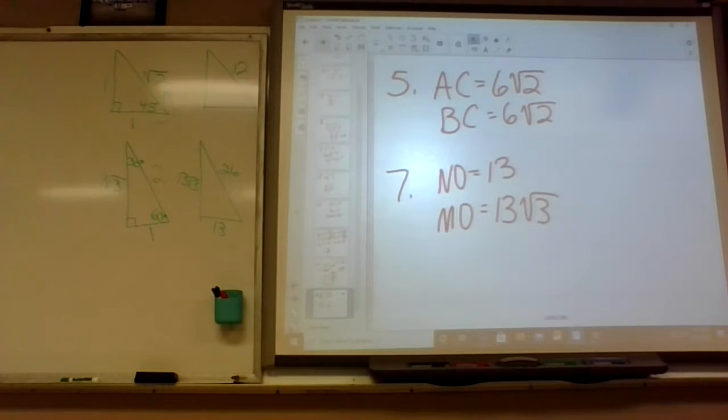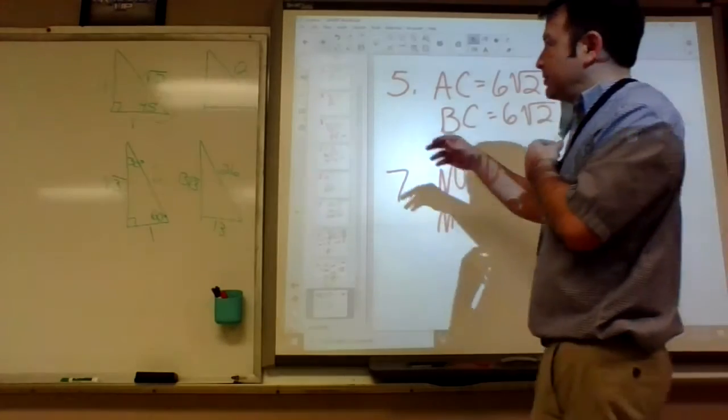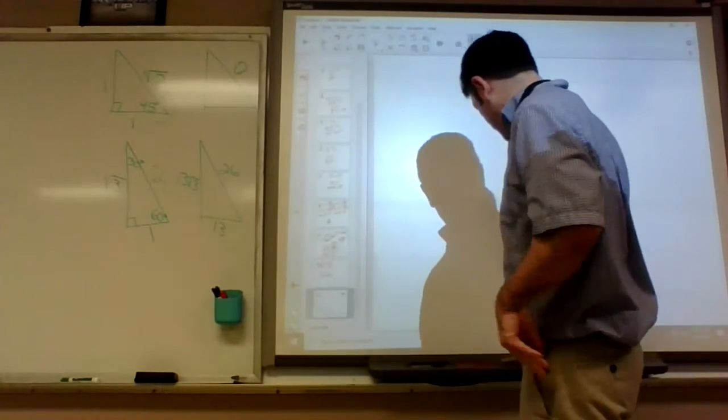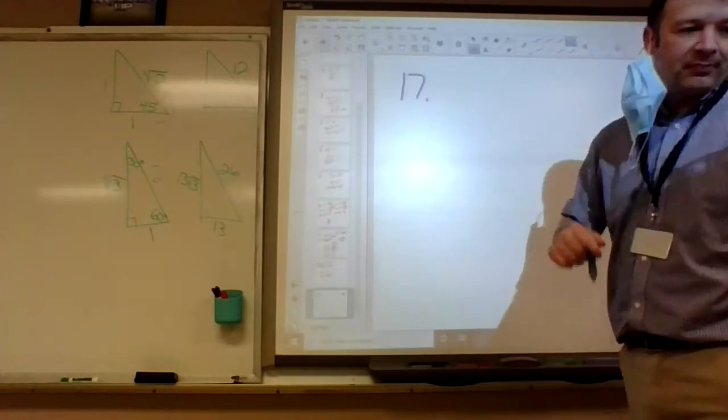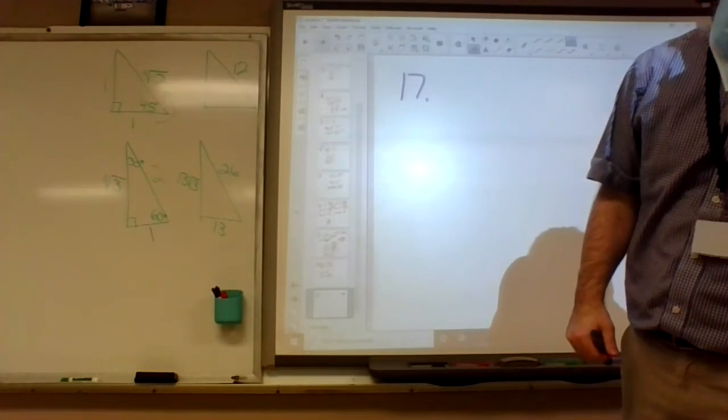All right, and then number 17 is just solving the rest of the triangle. So there's 3 blanks on the triangle. We gotta find the rest of the blanks. So it's 18, 27.